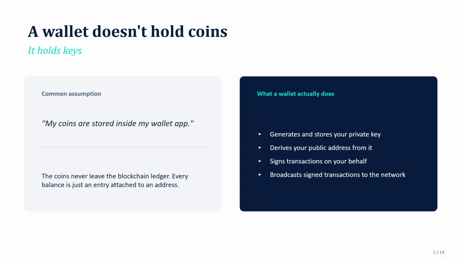A wallet doesn't hold coins. Let's clear up the biggest misconception first. People think of a wallet like a physical purse holding their coins. That's not what's happening. Your coins are entries on the blockchain ledger. They never move into an app. What a wallet actually stores is your private key, and it uses that key to prove ownership and sign transactions when you want to spend.